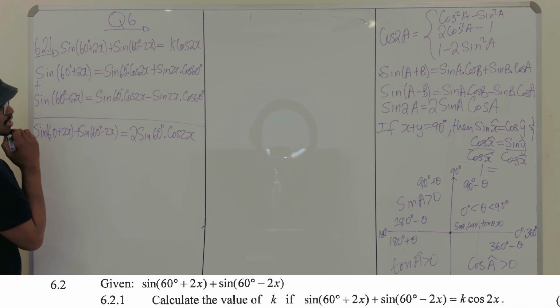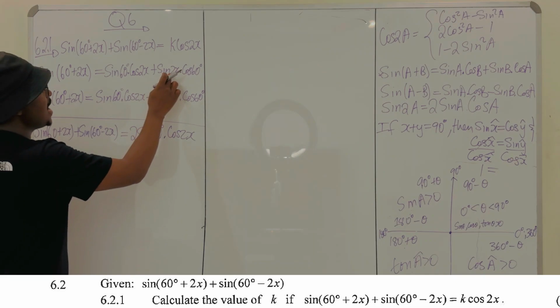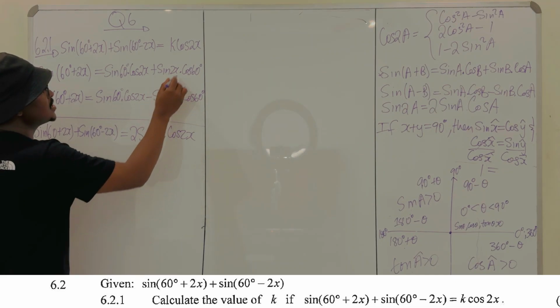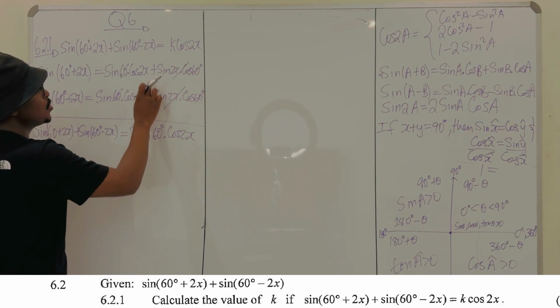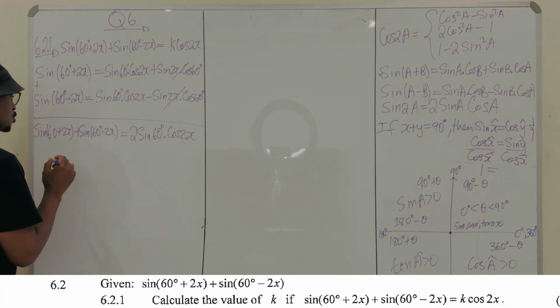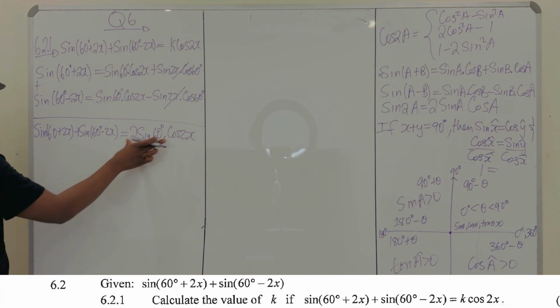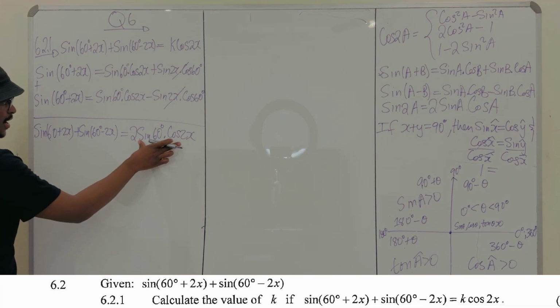It is that, right? No problem. And if you add these two, this and this, you can see that these two will cancel out because they are the same but with different signs, so they cancel out. So which means you're getting that this is equal to this, right? No problem.